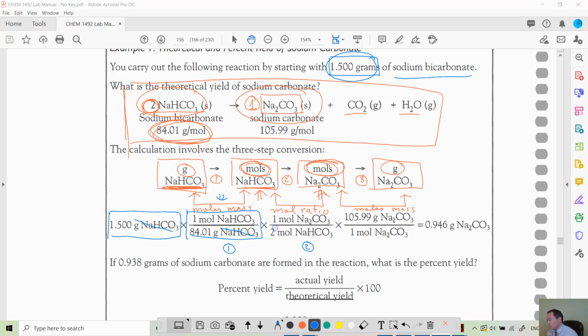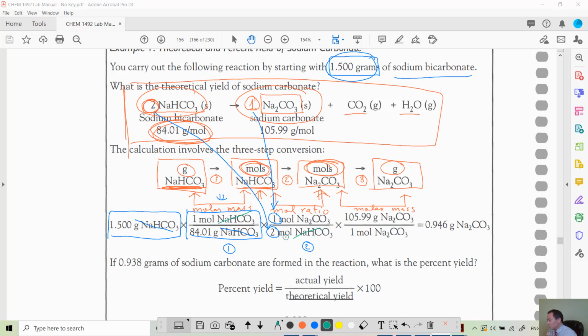Okay, molar ratio. These numbers 2 and 1 come from here, this 2 comes from over here, and this number 1 comes from over there. They are chemical coefficients, the numbers before the chemical formulas. As we can see, after the second step, this is canceled out. All right.